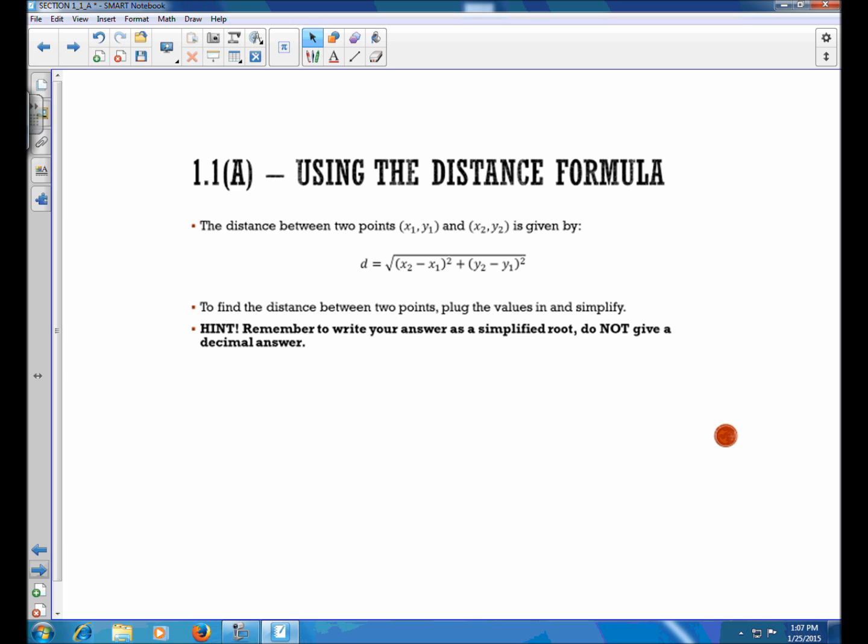So the final part of this section, we're going to talk about using the distance formula and the midpoint formula to locate information about points. As you can see here, the distance between 2 points is given by that formula below. To find the distance between the 2 points, just plug in the values and then simplify if necessary. Okay? Remember to write your answer as a simplified root, not necessarily as a decimal. Pay attention to what the problem asks for. So let's try this once.